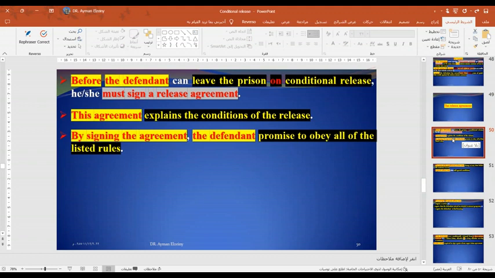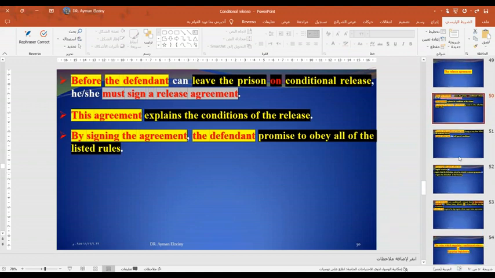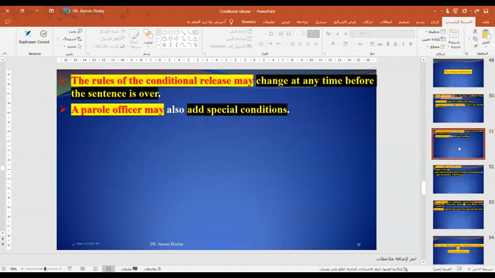قبل ما يفرج عنه مفروض انه هو يعني دي في معظم التشريعات بيوقع على تعهد، انه التعهد ده بيوضح له شروط، وبيتعهد انه بيلتزم بالشروط اللي مطلوبه منه خلال فتره الافراج. احنا بنتكلم على القواعد العامه في التشريعات، هنتكلم بعد كده بعد دقيقه عن القانون المصري.